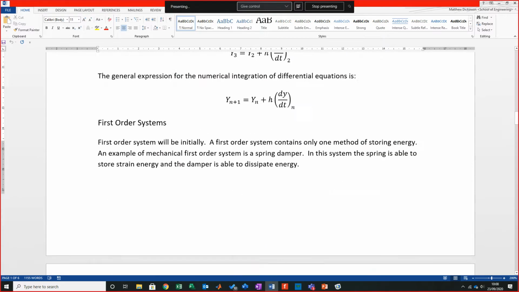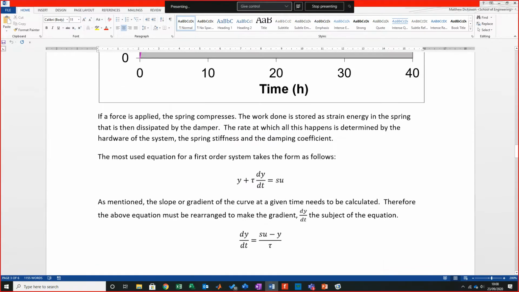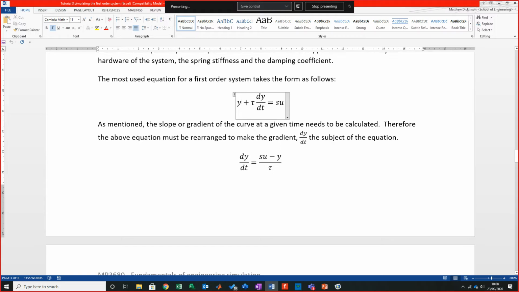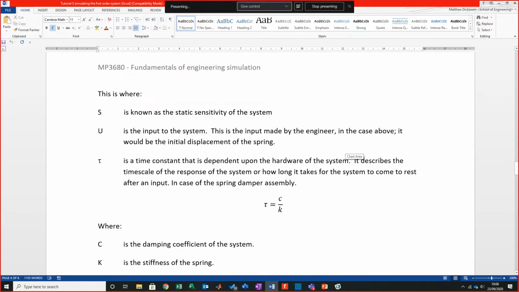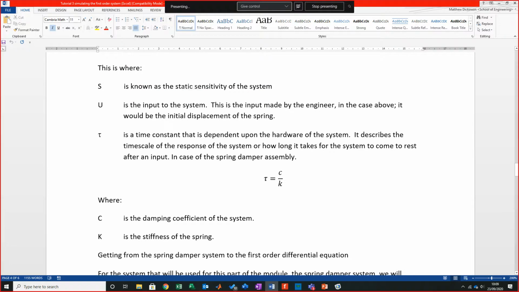Let's have a look. So from these notes in particular, we've got our initial equation of state, which is y plus tau dy/dt, which is equal to the static sensitivity and the input. Oh, there we go, that's what I was looking to show you. So the static sensitivity is what's known as the gain. For those of you who are confident in understanding the gain, it's output over input. It's what you put in, you get out.